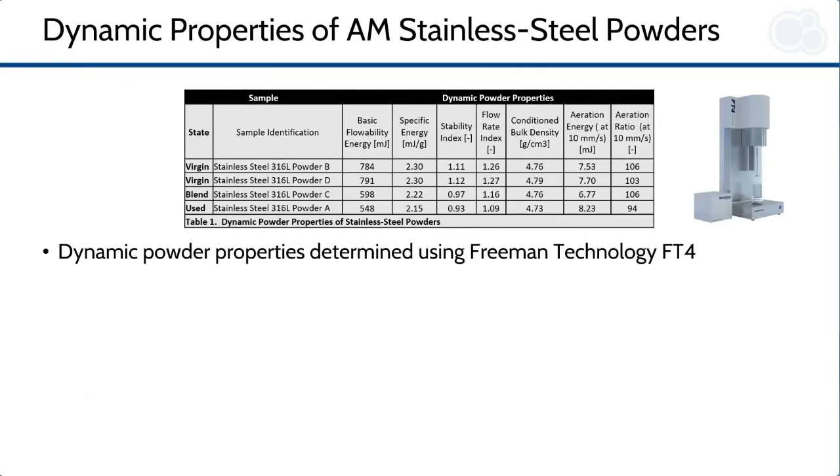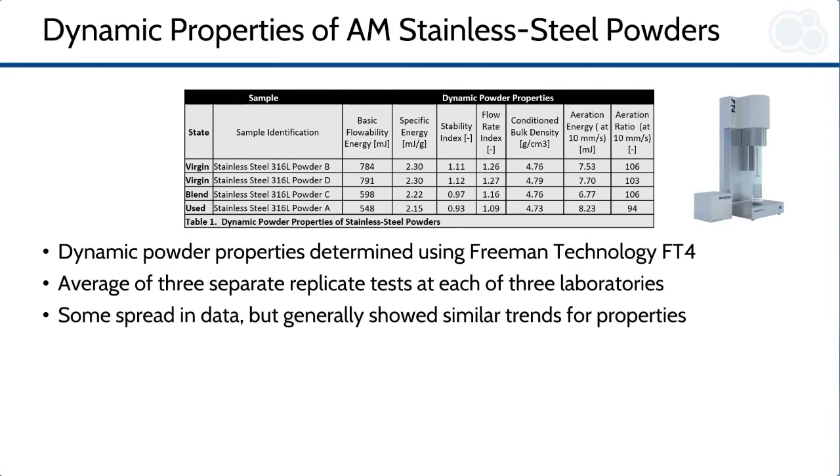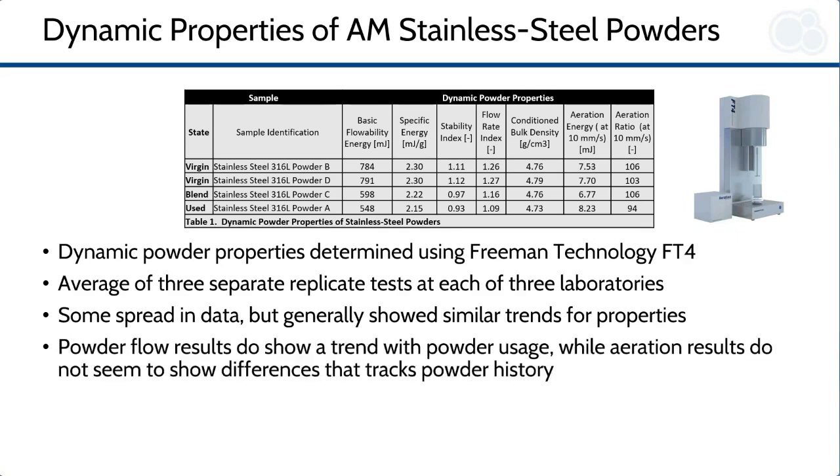Dynamic flow properties were determined using the FT4 from Freeman Technology, a division of Micromeritics Instrument Corporation. These results are averages of triplicate testing performed at each of 3 independent laboratories. While there was some spread in results between the laboratories, similar trends were seen for most of the dynamic properties. Note that the aeration test results did not show differences that correlated well with powder usage history. The other flow parameters did, with some showing a large difference.